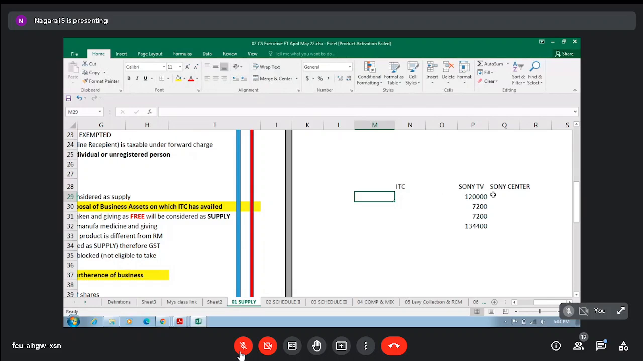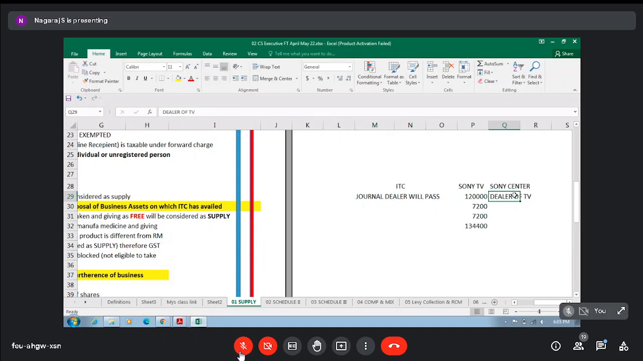Assume that you are doing some business. Which kind of business? You are the dealer of TV. You will purchase the Sony TV from Sony Center. You are the dealer. Journal entry: what will the dealer pass? What is the journal entry?